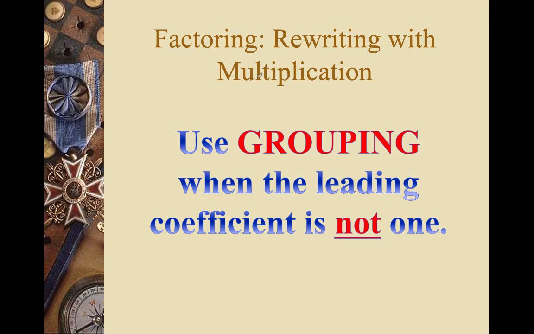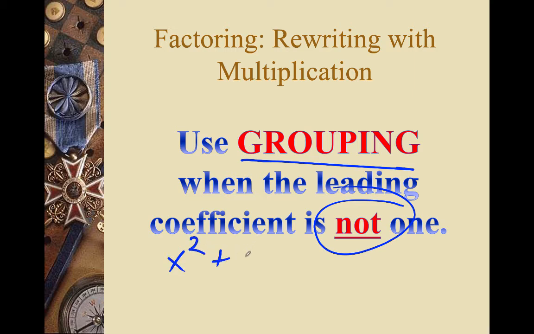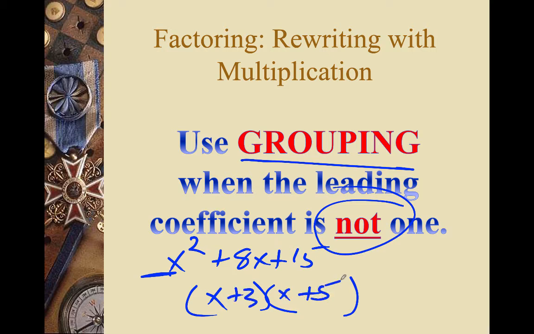Okay, we are going to, remember, factoring is rewriting multiplication. We're going to use grouping when the lead coefficient is not 1. So yesterday we did some stuff that looked like this: x squared plus 8x plus 15. And this lead coefficient was 1. So all I had to do was say, what do you multiply for 15 and add for 8? And it's 3 and 5. And it was really pretty easy and probably pretty fast.